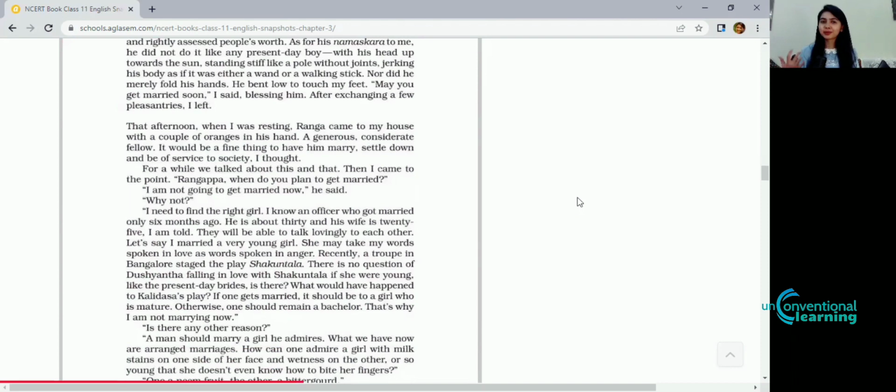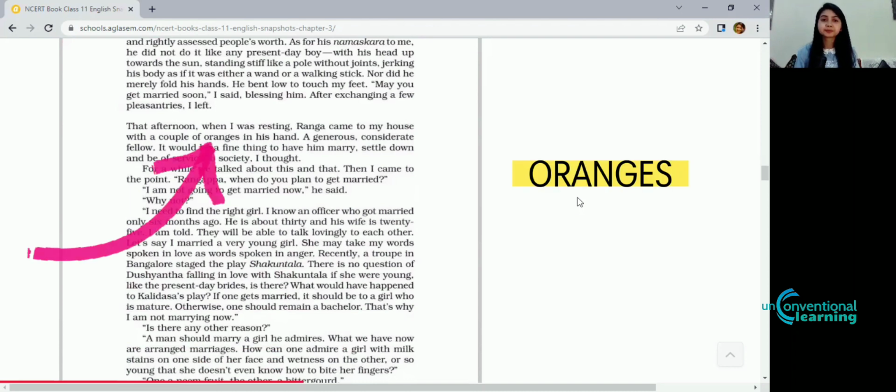So "may you get married soon" will be the correct answer. Next afternoon, when Ranga came to the narrator's house, वो क्या लेके आया था अपने साथ? Fishes, apples, pineapples, or oranges. A couple of oranges, as you can see on the screen right now.